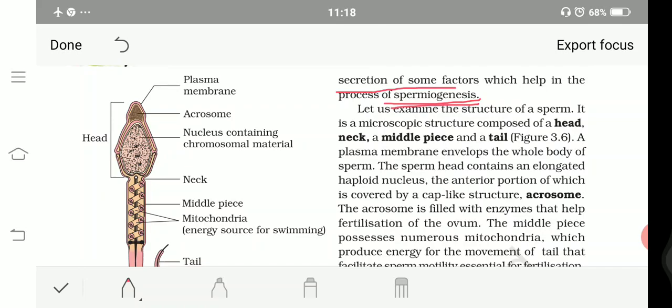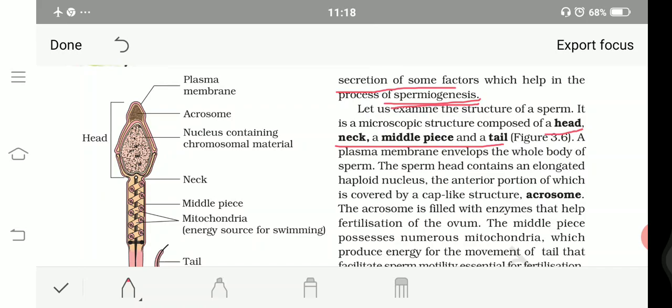When the sperm is fully developed, it appears as a specific structure carrying a head and a tail. If you look carefully, the structure of a sperm has a head region, a middle piece region, a neck region and a tail region. That you can see only under the microscope.